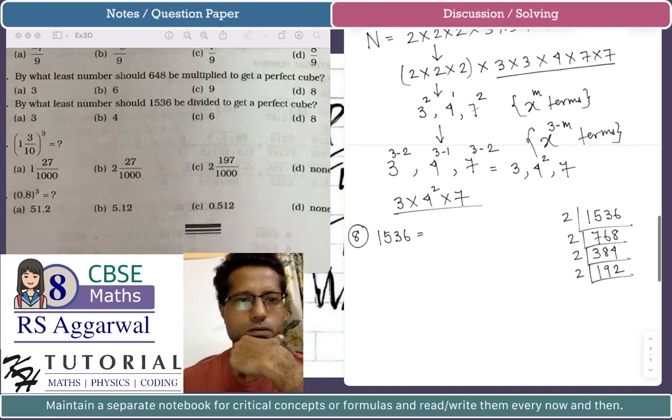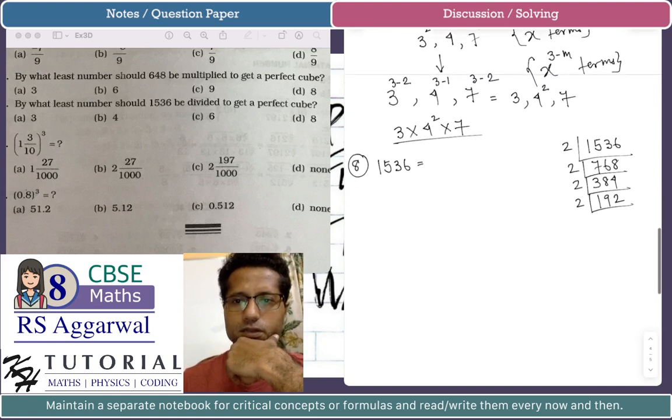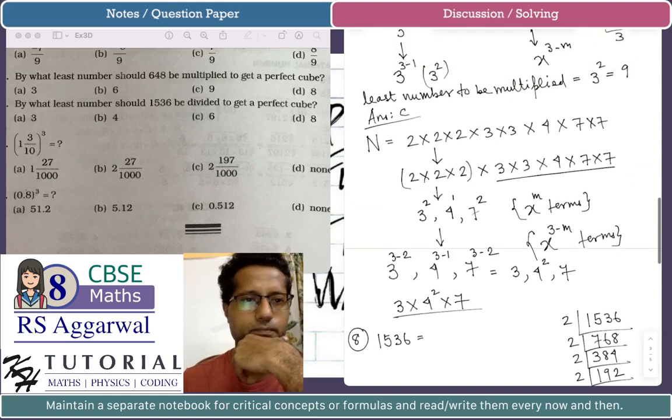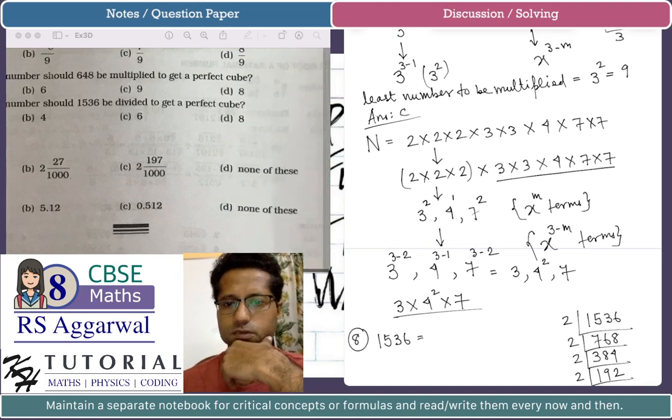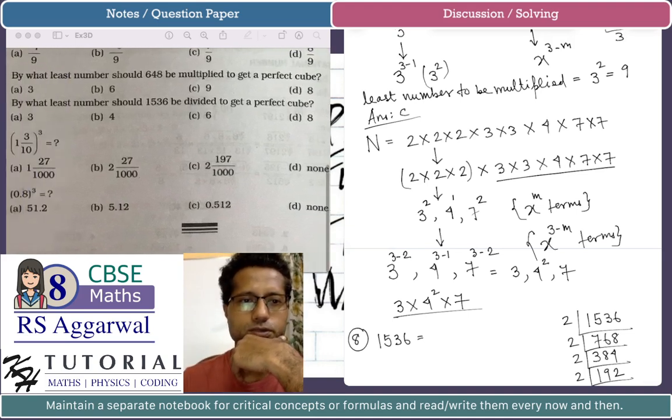So for question 7, the least number to be multiplied was 9. Okay, answer C. Okay, fine. Let's do problem number 8.